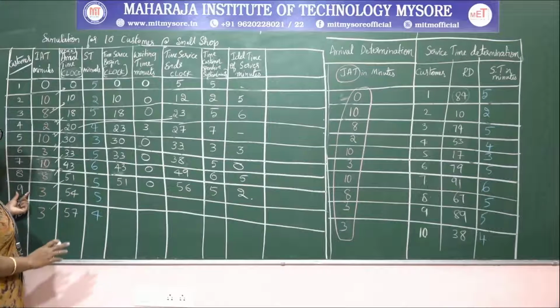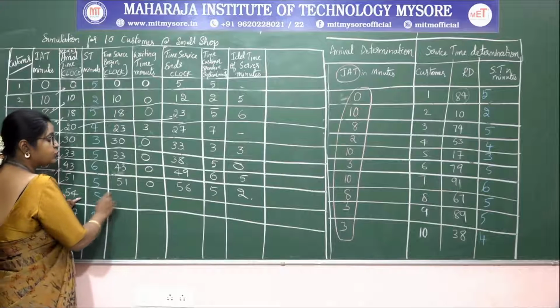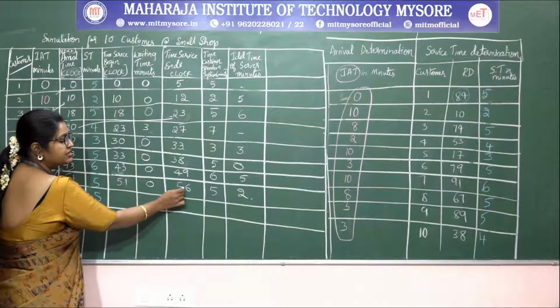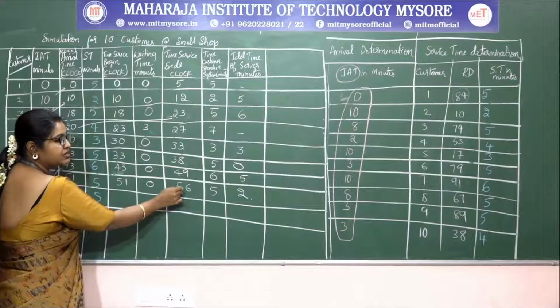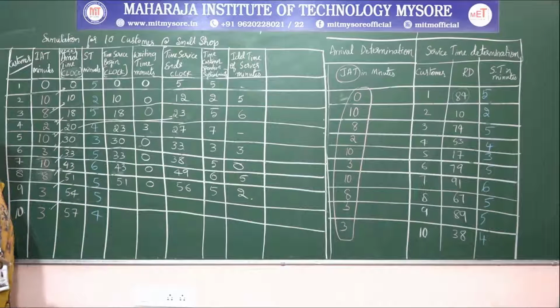Next, the 9th customer is arriving at the bank at the 54th minute. The customer is coming at the 54th minute, but the previous customer is still taking the service up to the 56th minute. So what happens now?